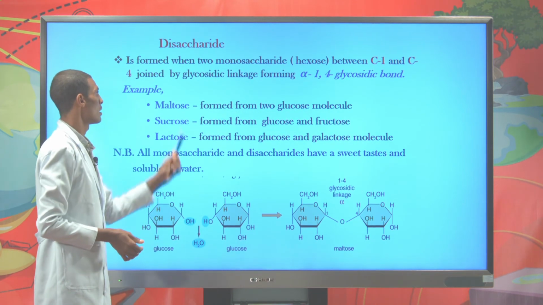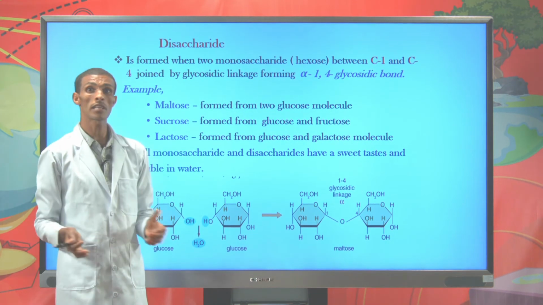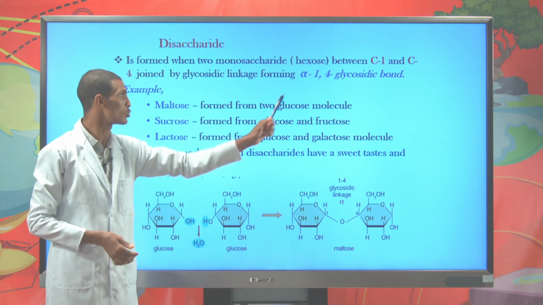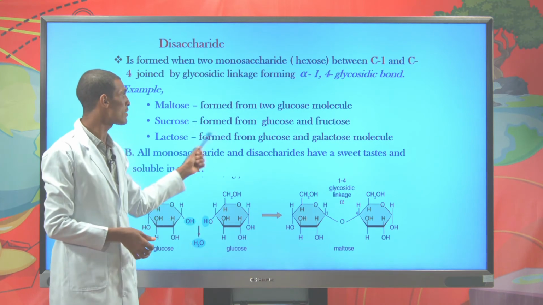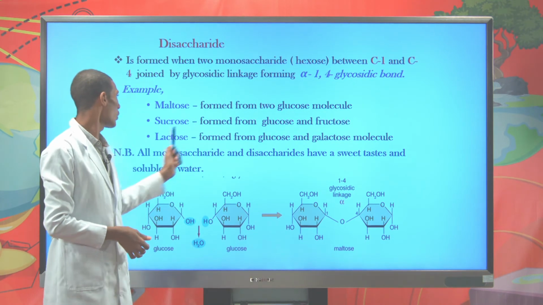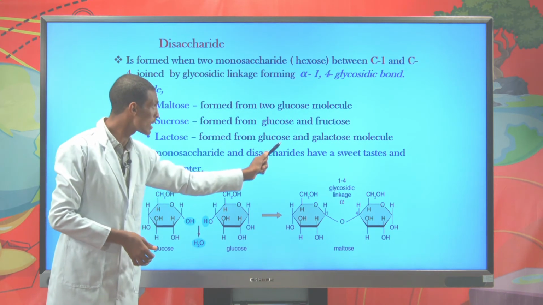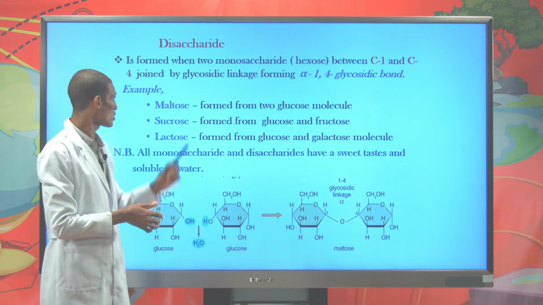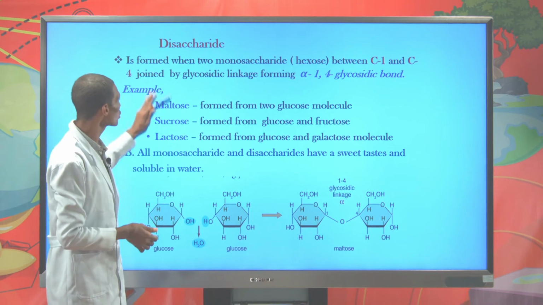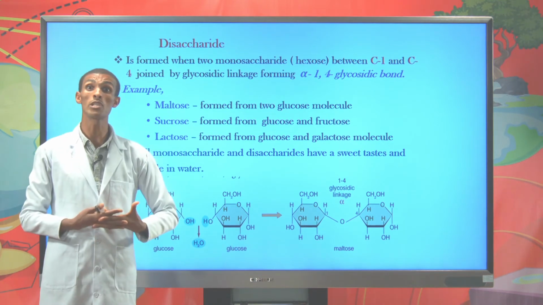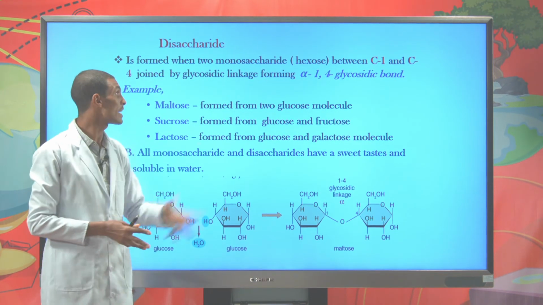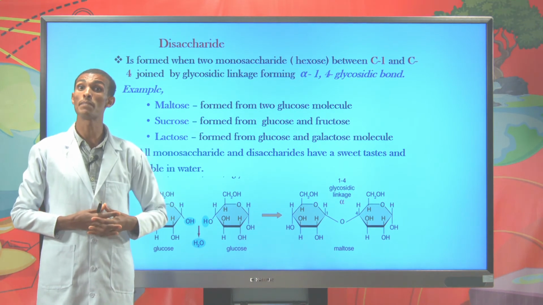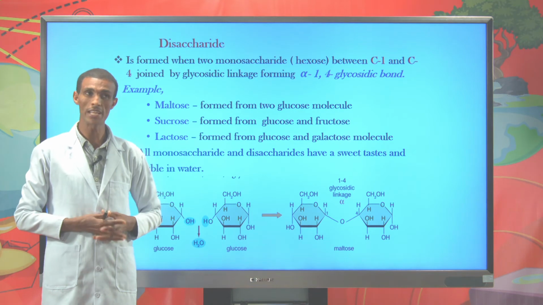For example, maltose, which is extracted from barley seed, is made from 2 glucose units. Sucrose is made from glucose and fructose, whereas lactose is made from glucose and galactose. Except sucrose, the rest of the monosaccharides and disaccharides are reducing sugars. They react with Benedict solution, giving a red precipitate. Well done, student.